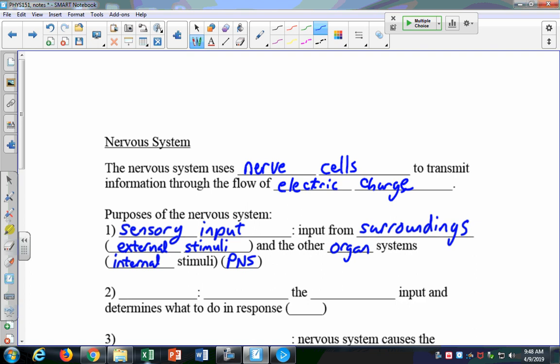The integration processes this sensory input. So it takes all that stuff that it gets from outside of your body and inside of your body, and it just processes the sensory input.